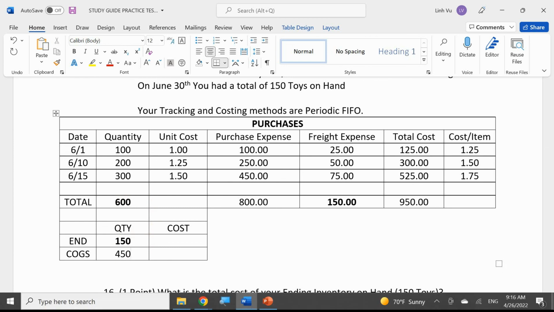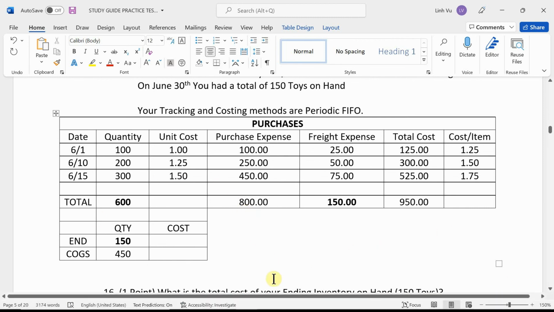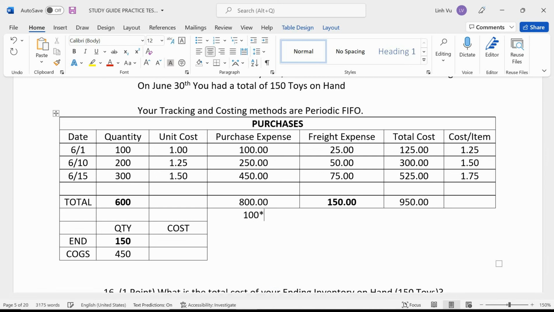So therefore, you must have sold 450. But now, using the rules of FIFO, first in, first out, how am I going to calculate the total cost of goods sold? Which batch of inventory am I going to sell out first? Your first 100 at $1.25. So that should give you 125. Okay? How many more do you need to keep selling? 350. We need to sell 350.